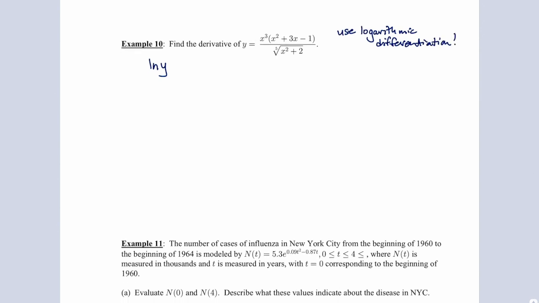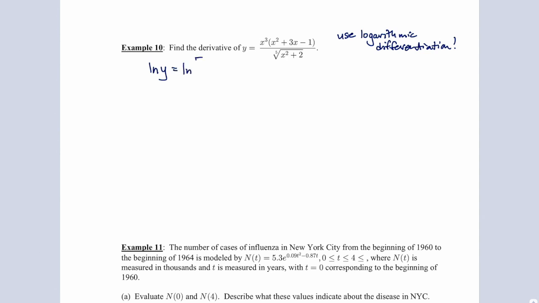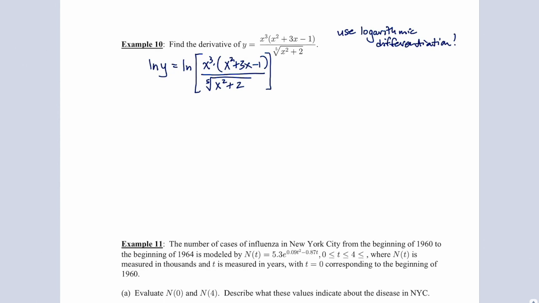So I'll have natural log of y on the left side, and on the right side I'll have natural log of x cubed times x squared plus 3x minus 1 over the fifth root of x squared plus 2. All right. And so on the left side, we're just going to leave that alone for now, but on the right side, we're going to do a little bit of rewriting. And we can say, well, I've got a quotient, so I'm going to say I've got the natural log of the numerator minus the natural log of the denominator.